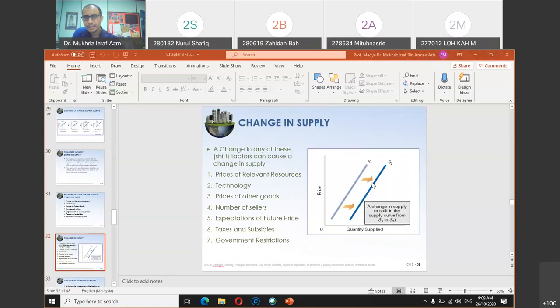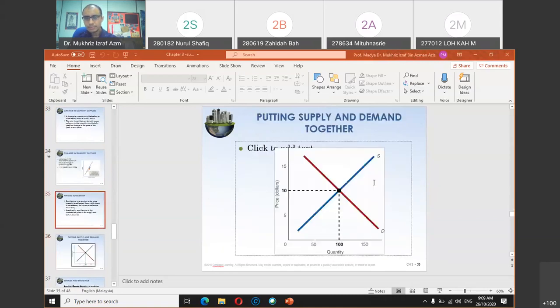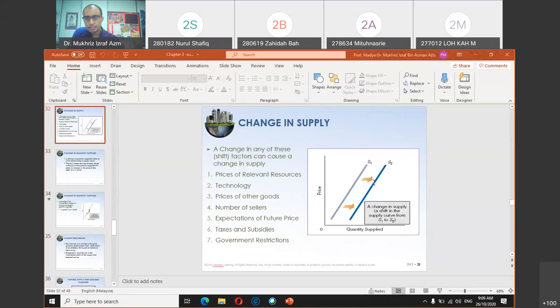But if it involves the supply curve shifting, whether to the right, which indicates there is an increase in supply, or the supply curve moves to the left, which indicates that the supply has decreased. In this case, S1 is the original supply curve, S2 is the new supply curve, meaning the movement to the right indicates an increase in supply. But if you draw one more supply curve S2 to the left, it indicates a decrease in supply. So movement to the right, increase in supply; movement to the left, decrease in supply.